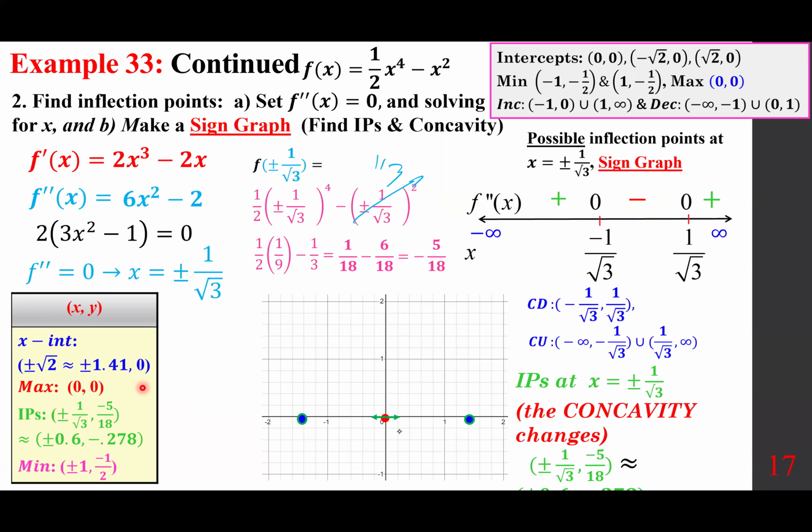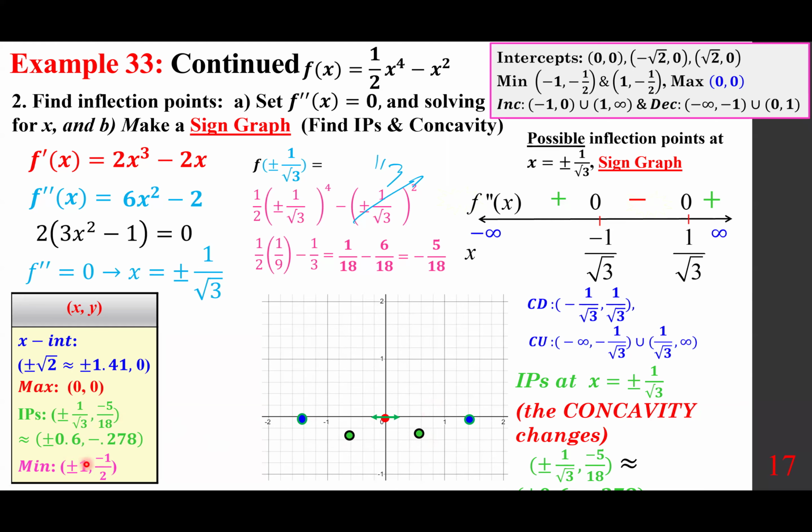That's why we put the double arrow, meaning it can't cross that if we were to graph. The inflection points, those are the exact answers. We're going to go with the approximation for the sake of graphing. So let's say -0.6, -0.3, somewhere here roughly, and positive 0.6, -0.3 somewhere there.